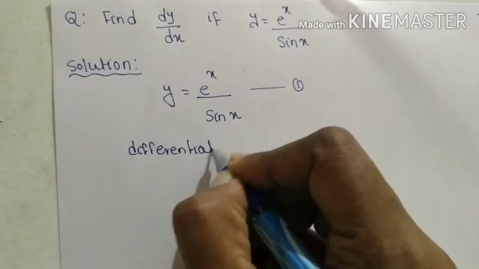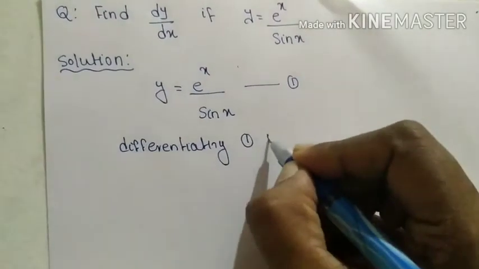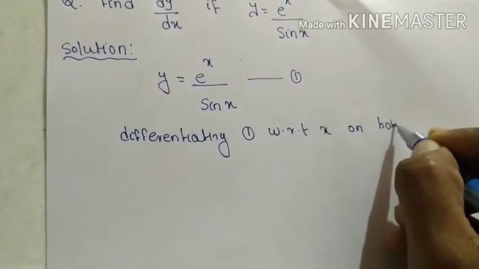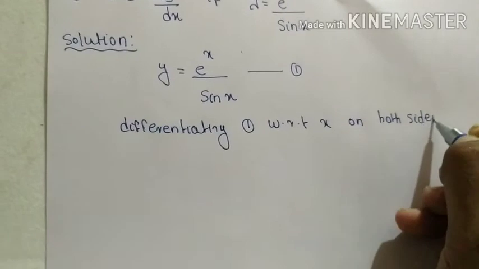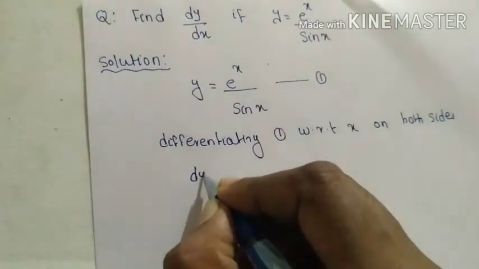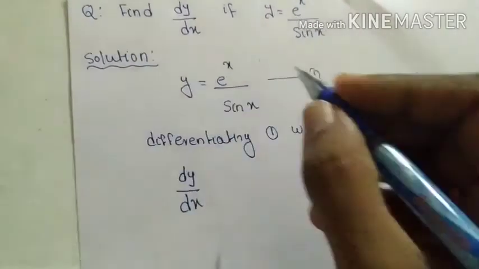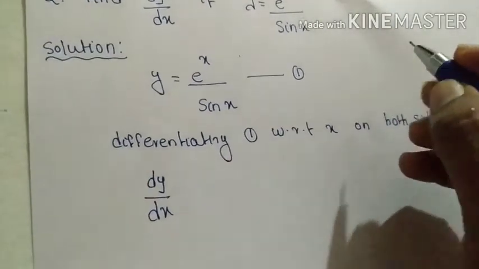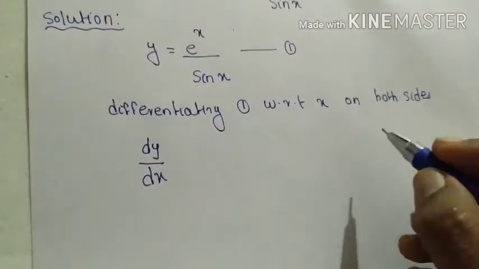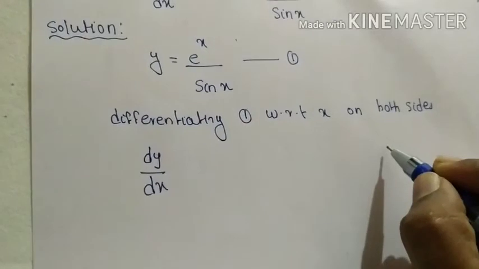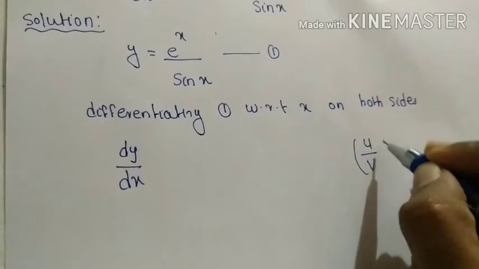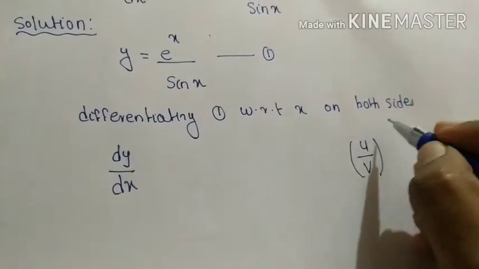Differentiating equation number 1 with respect to x on both sides, we get dy by dx. Here it's a fraction, right? e raised to x is a function and sin x is another function. So here we need to use the quotient rule, the u by v method.